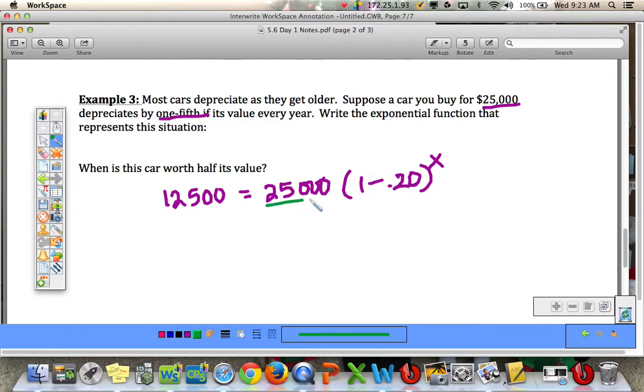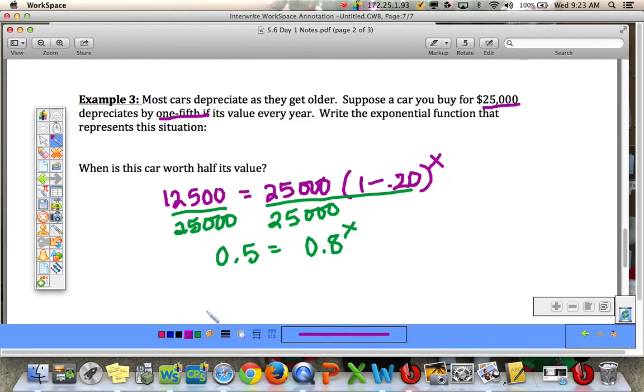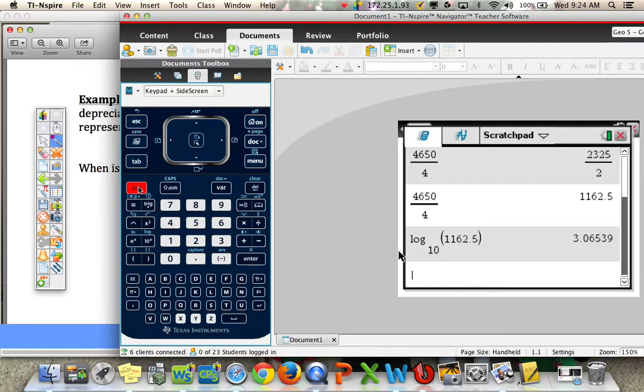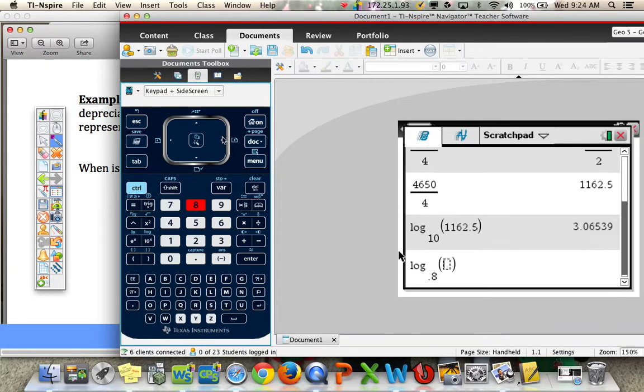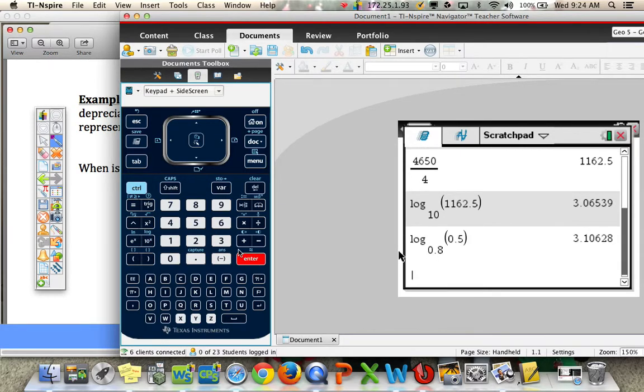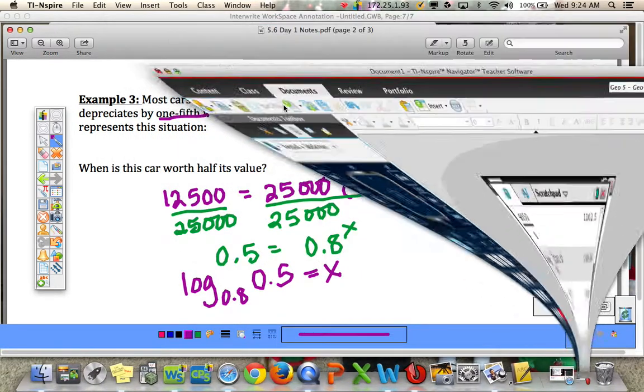Let's get the base and the exponent by itself. Let's divide each side by 25,000. So you get 0.5 equals, and 1 minus 20% is 80%, or 0.8. All right, you can use guess and check. You could try to find a common base. Let's use logs. So this is log base 0.8. Again, I know that because x is the exponent. Make your loop. 0.5 equals x. And then you just type that into your calculator. So here's what it looks like. 0.8, 0.5. And after about 3.1 years, your car is worth half of its value.